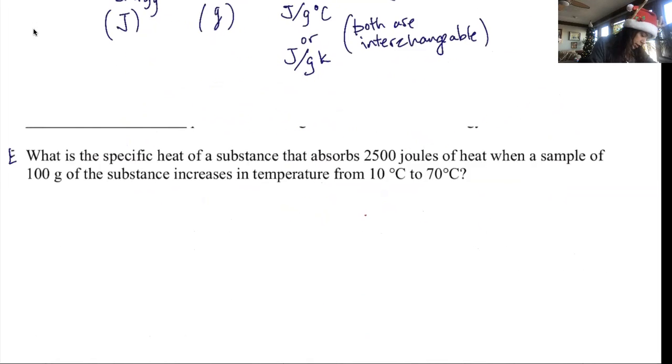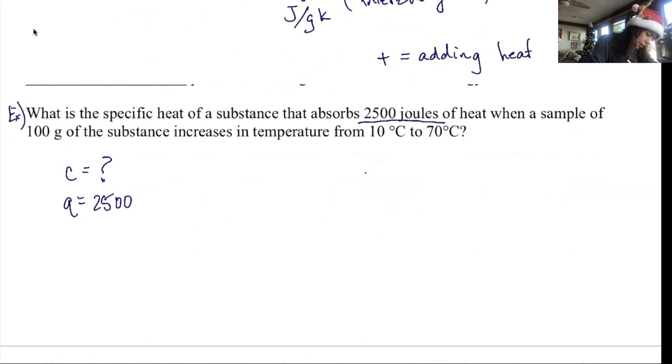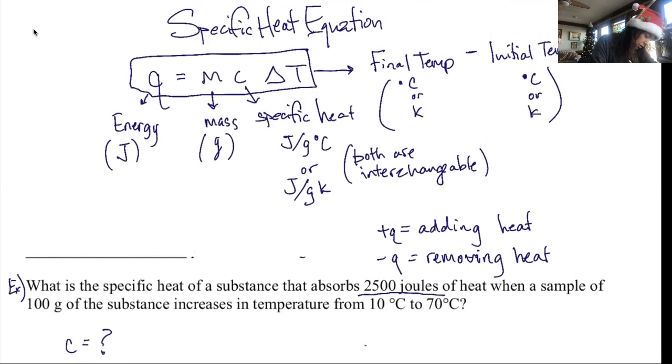First question is, what is the specific heat? All right, that means C equals question mark, of a substance that absorbs 2,500 joules. That means Q equals 2,500. And because it is absorbed, it is positive. That means adding heat, right? A positive Q means adding heat. A negative Q means removing heat, okay? I should have written that down. That goes right up here, right? Q can be positive or negative.